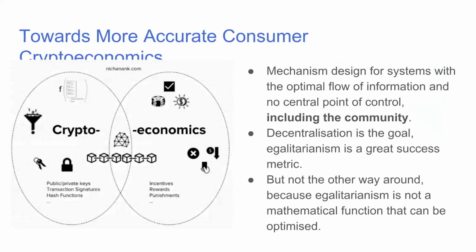So I suggested moving towards a more accurate consumer crypto economics, which is based around this primal assertion that the whole point of mechanism design of crypto economics is to make sure that there's no single central point of failure, including the community. And I think that this is a really, really key point, right? That decentralization is the goal and egalitarianism is a great success metric. But that's not true the other way around, because egalitarianism is not a function that can be mapped accurately in a mathematical way and therefore optimized to achieve certain ends, whereas decentralization is. So we make decentralization the goal, and then how egalitarian the system is that results is how we measure success. And it's really, really important that we do it that way around.